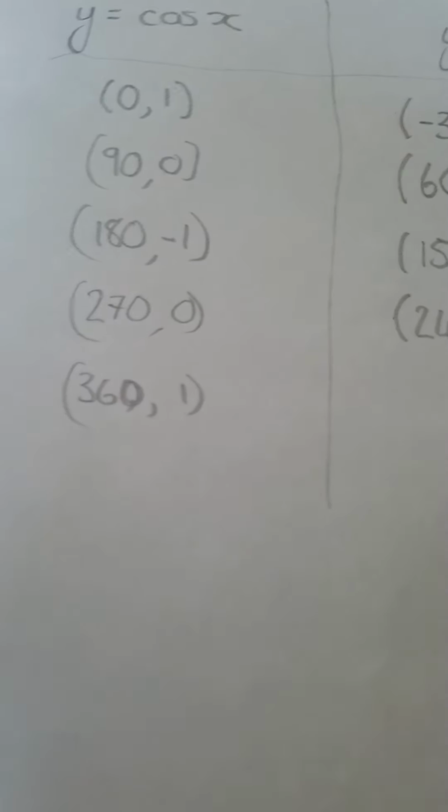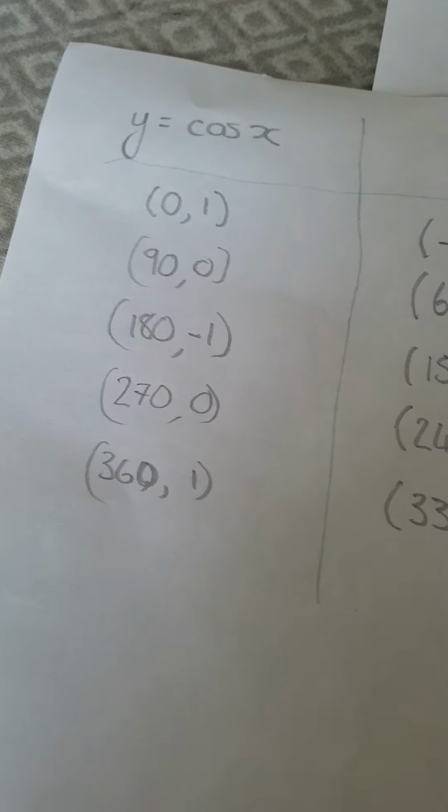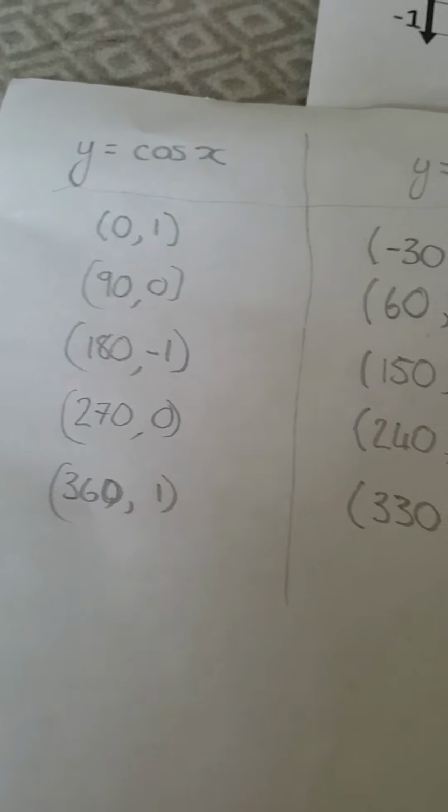270 back 30 degrees is 240. And 0 becomes just 0 when I times it by 2. And 360 back 30 degrees becomes 330. And 1 when I times it by 2 becomes 2. So once again, these are my new coordinates, and I'm just going to fire them into the cosine graph.